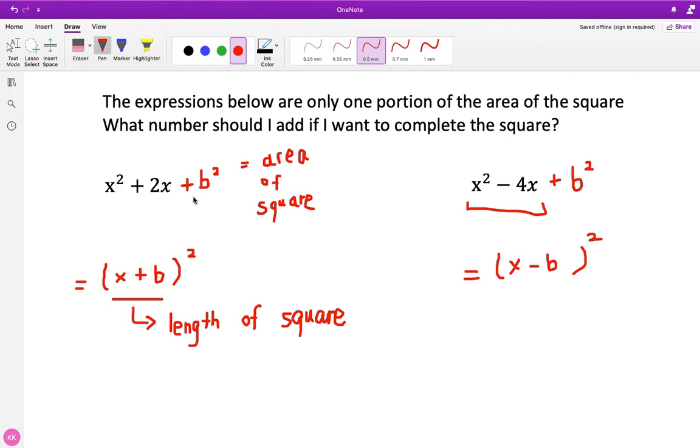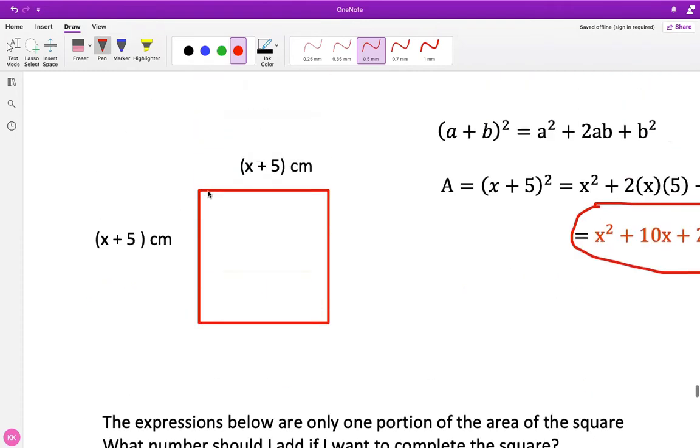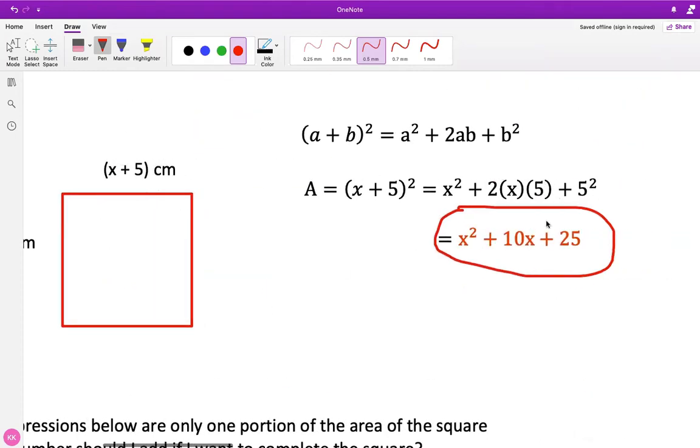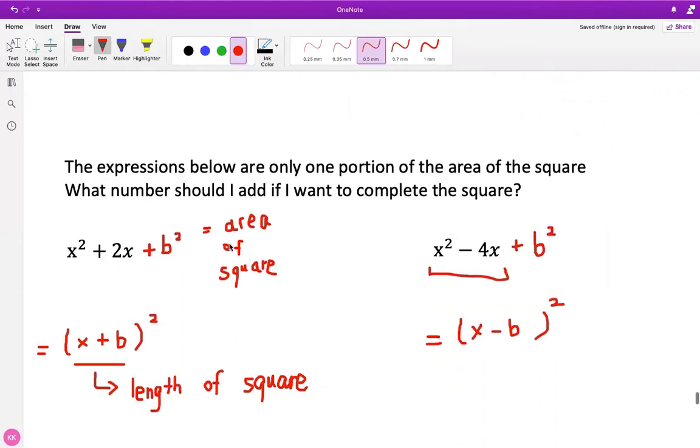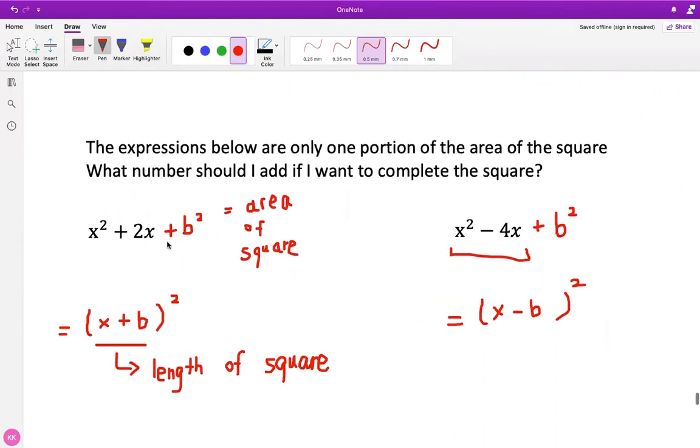In this example, I'm adding the b squared here, the unknown value. Why am I adding b squared but not b? Because I want to rewrite the expression in this format. If I have this area format and want to complete a square, I need to add this number. If I add this number, I can turn this expression into this expression and complete the square. So I need to add the b squared here and turn this into this format. Basically, this format and this format are the same.